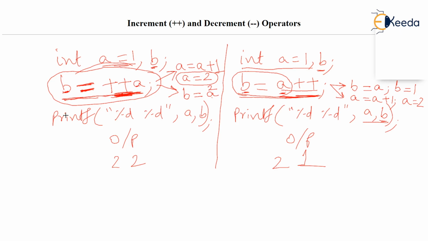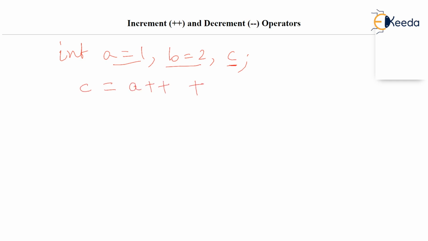Let's revise. Let's see more about this. Let's say I have some code here like this. Let's play with the code. Suppose I have int a equal to 1, b equal to 2, and c, three variables. A is 1, B is 2, the values are known, C is not known. Now I have written c is equal to, suppose, a plus plus plus plus b. Oh, a lot of plus. But now you see how this expression will get solved.